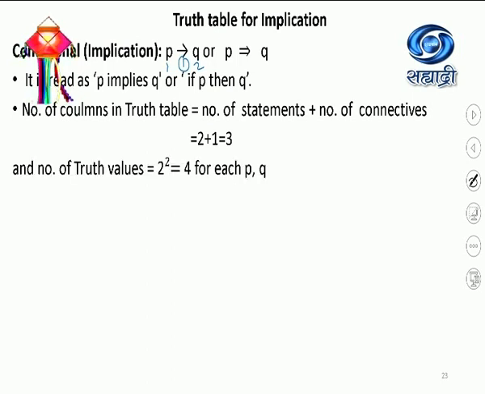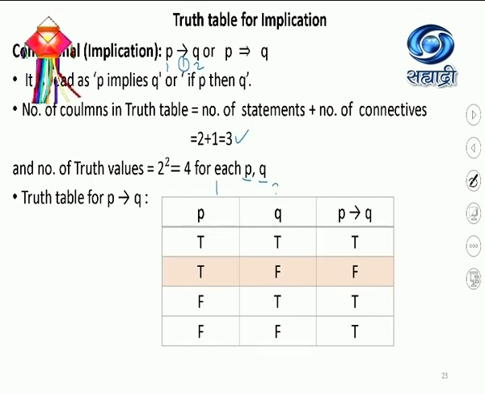And since there are two statements, P and Q, the truth values will be 4 for each of them. So now we have the format for our truth table of P implies Q. Obviously it will have 3 columns, and each of P and Q will have 4 values. So look at the table for P implies Q: 3 columns, 1, 2 and 3. The first 2 columns are by default for the simple statements P and Q. Truth values of P are TTFF, which by now you must have understood and remembered, and values of Q will be TFTF.